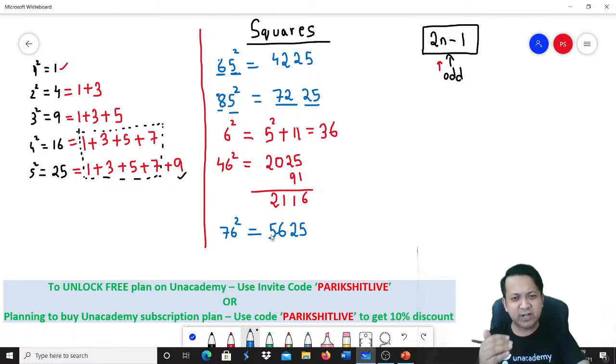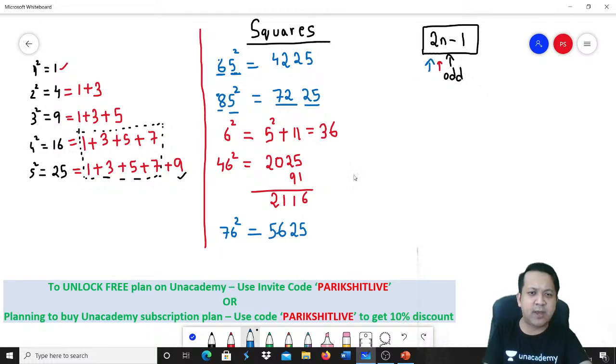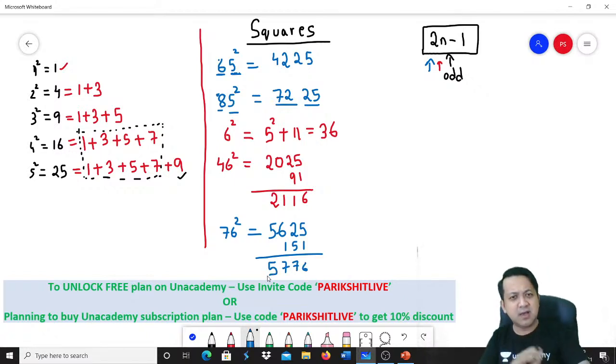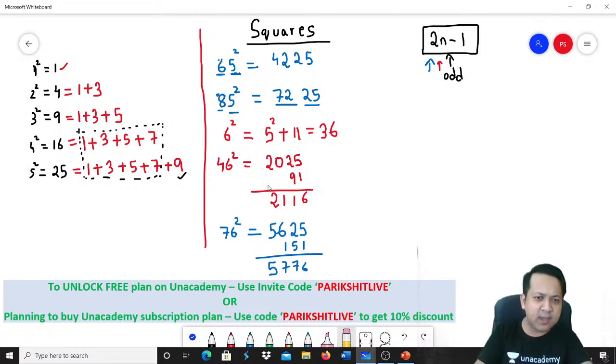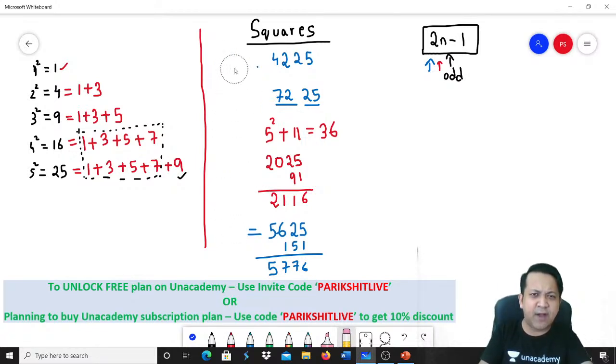But you know there is one extra term. What is that extra term? The 76th term. So put 2 into 76 minus 1, 151. So can you say 5625 plus 151 is 5776? I hope this is very clear. In this way, you can find out any number.